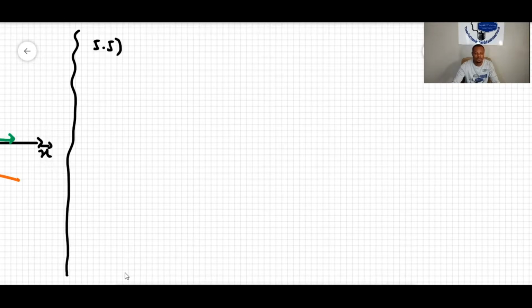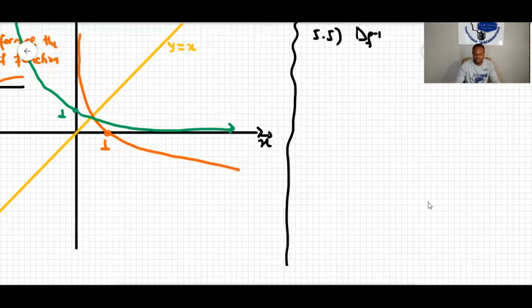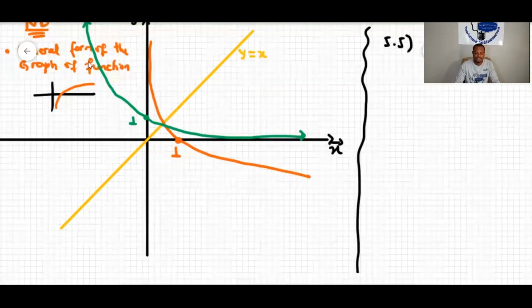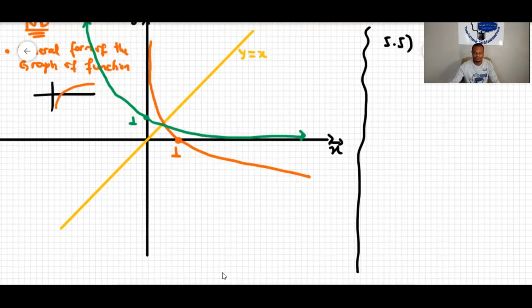The question says, write down the domain of f minus 1. So we're looking for the domain of f minus 1. From the graph, we can answer the question. f minus 1 is the graph in green. We can see that in this graph, only values of x that are positive are accepted, because the graph doesn't appear on this side. Only values of x that are more than 0, so from the origin here to this.